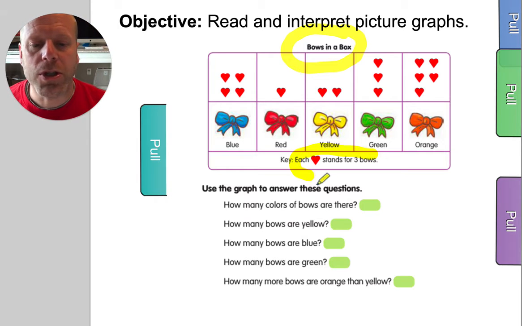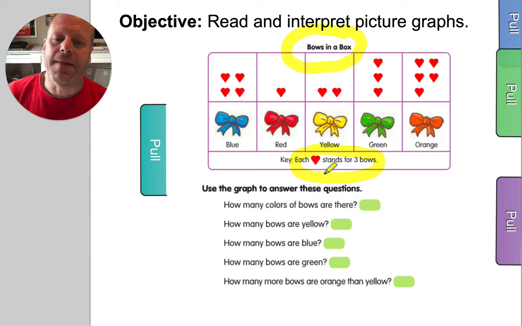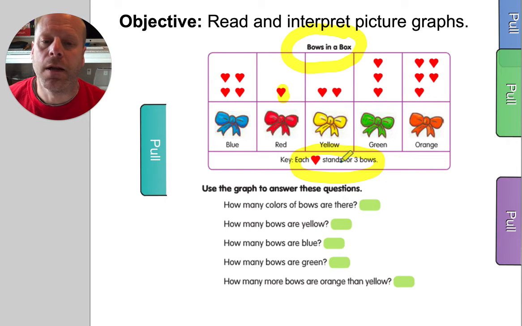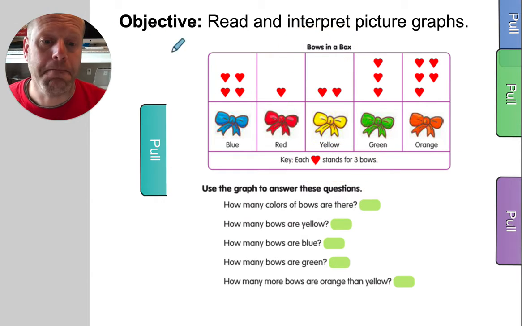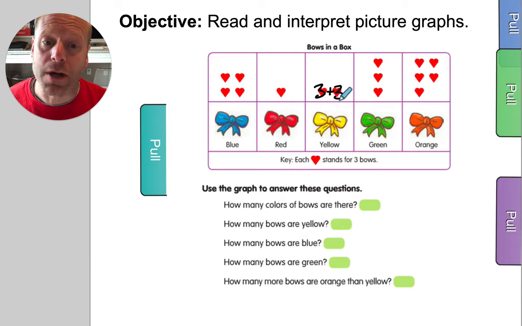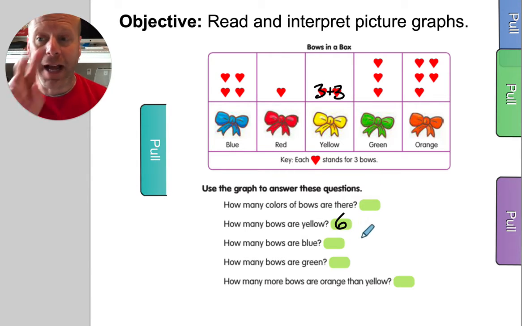But it's also good to look at the key. Oh my goodness. In this case, they wanted me to count by threes. Right? So if I was answering these questions thinking that this was 1, oops, I'll make that so that you can see that. If I was thinking that was 1, I would have got the wrong answer. You have to look at the key. Okay? So how many are yellow? Well, 3 and 3 more. So 6 are yellow, not 2. Right? So as you answer the question, the key is really going to matter.